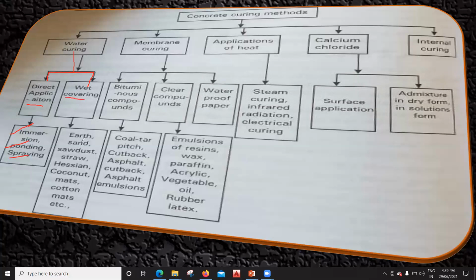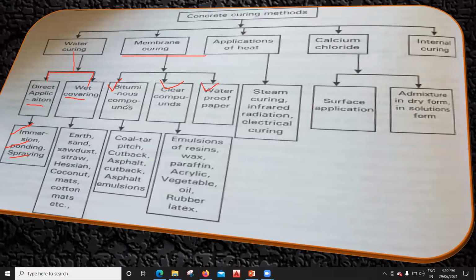In the wet covering, you can make use of the earth, sand, the sawdust. We saw the hessian cloth, or let us say the gunny bags and all. Then the coconut mat, cotton mats, etc. Right. So this comes under the wet covering. Then comes the membrane curing. In the membrane curing, we can make use of a bituminous compound, we can make use of clear compounds, and we can make use of a waterproof paper.